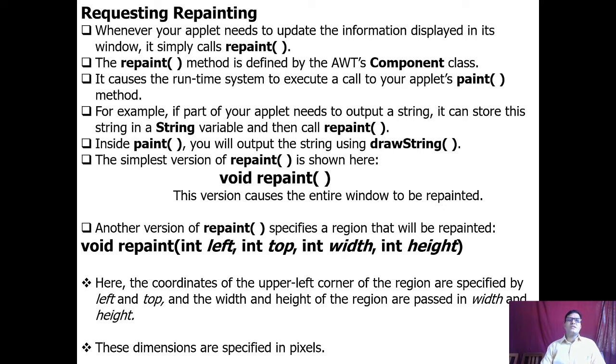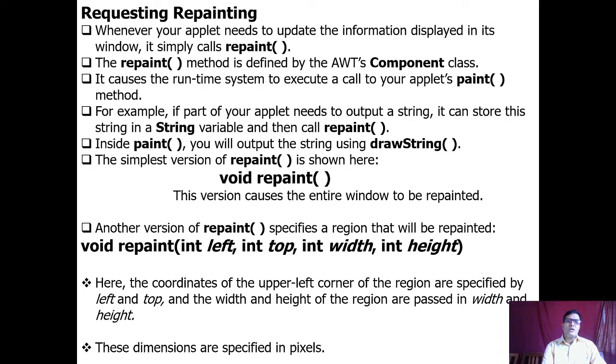The repaint method is defined by the AWT Component class. Whatever information is related to the repaint method you are using is provided in the AWT's Component class. So in the AWT Component class, the meaning of the repaint method is provided. It causes the runtime system to execute a call to your applet's paint method.